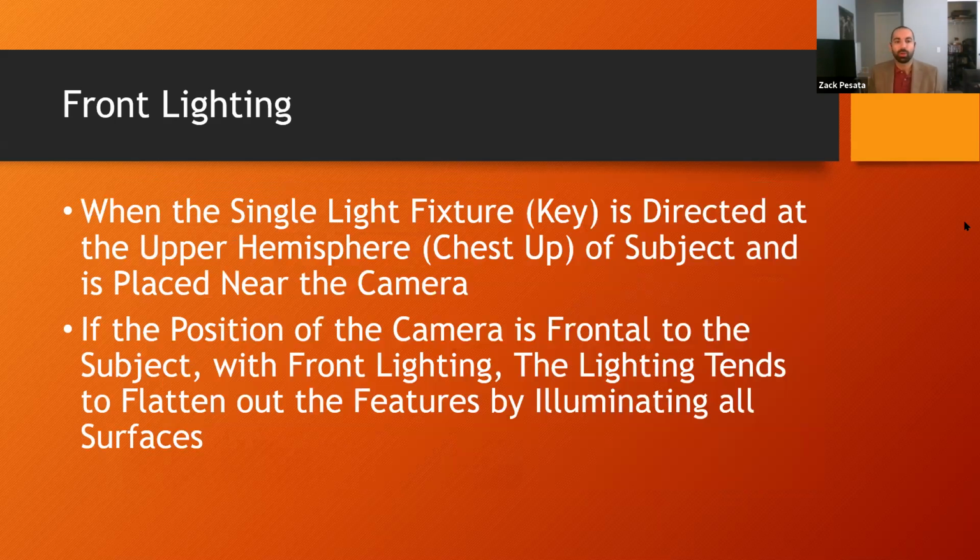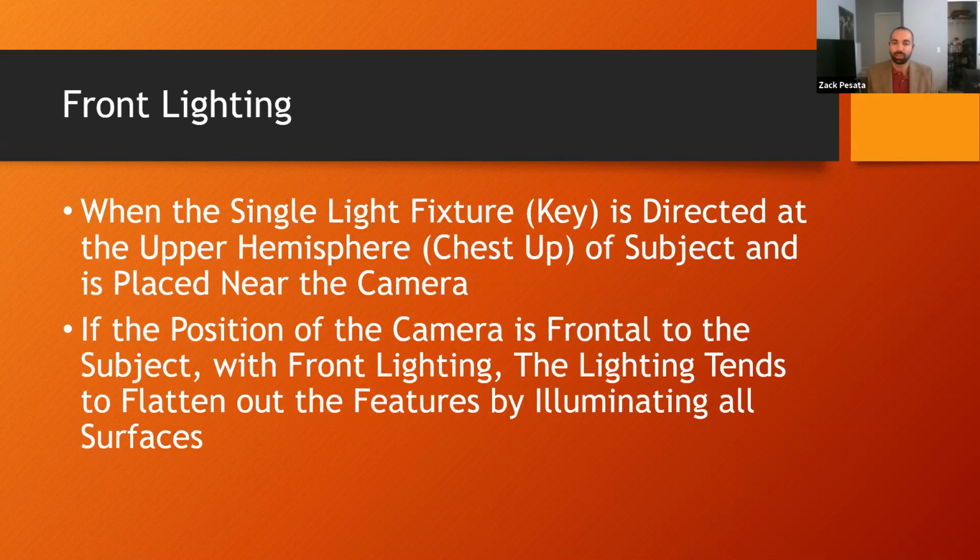Okay, so now I'm going to talk about a few different lighting styles you can achieve with just a key light. So front lighting is when the single light fixture, if it's a key, so if it's a very strong, intense light, is directed at the upper hemisphere, chest up of the subject, and is placed near the camera. The position of the camera is frontal to the subject. With front lighting, the lighting tends to flatten out the features by illuminating all the surfaces.